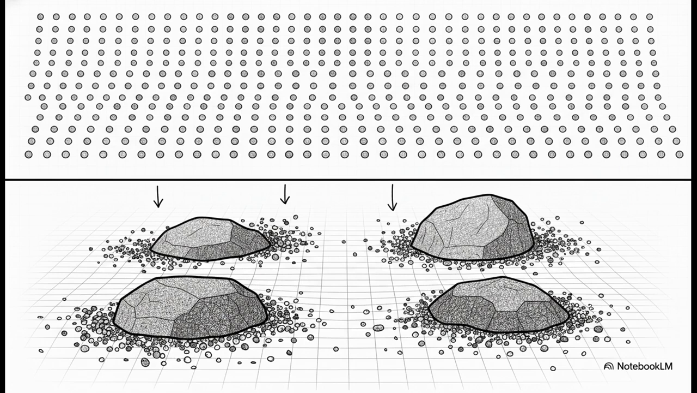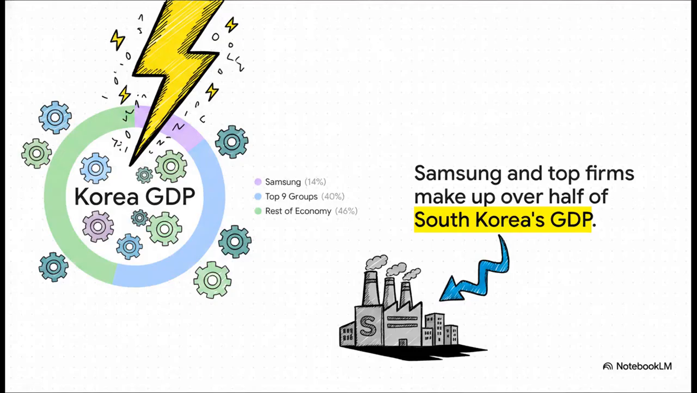Because of power laws, the economy is actually made of incompressible, massive grains. A few big firms are so unbelievably massive that they warp the gravity of the whole system. They simply do not cancel each other out. Just look at this shocking statistic for South Korea's GDP. Samsung alone, just one company, accounts for 14% of the entire country's gross domestic product.